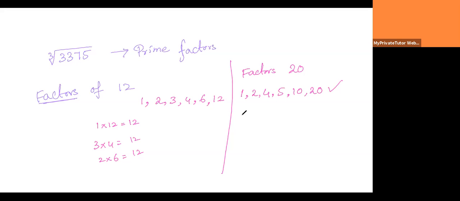Now, why these? Because of the same thing. 1 twenty is 20, 2 tens are 20, 4 fives are 20, and what else? Or else, if you want to write 5 fours, that's fine. Or 10 twos is fine. So these are the factors.